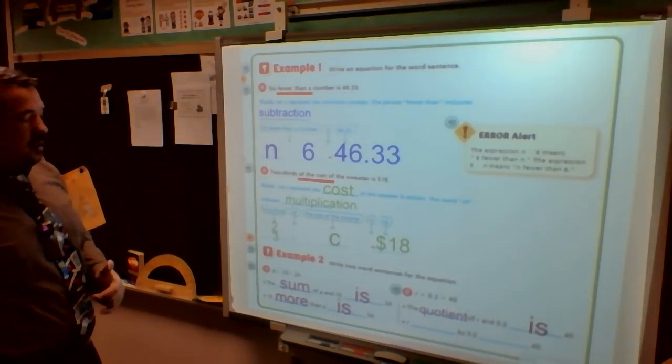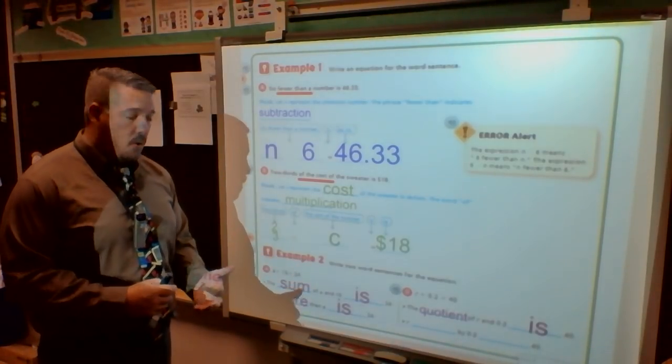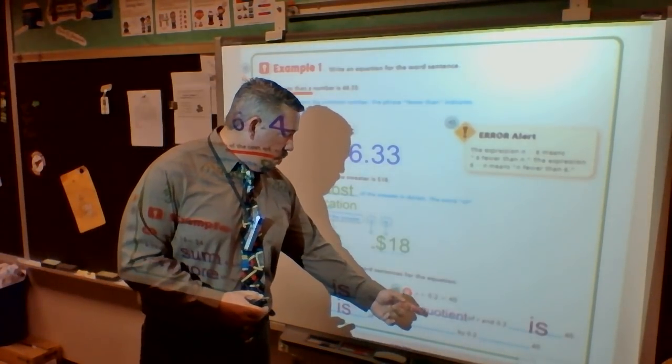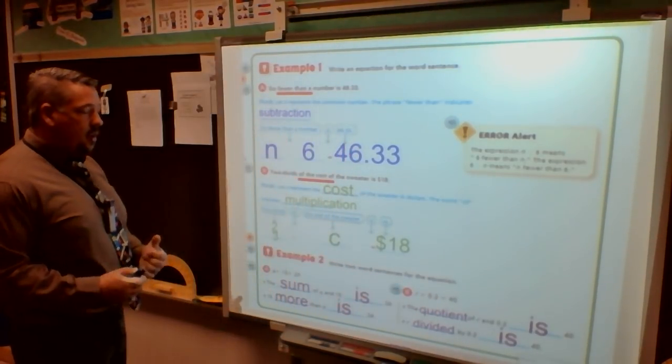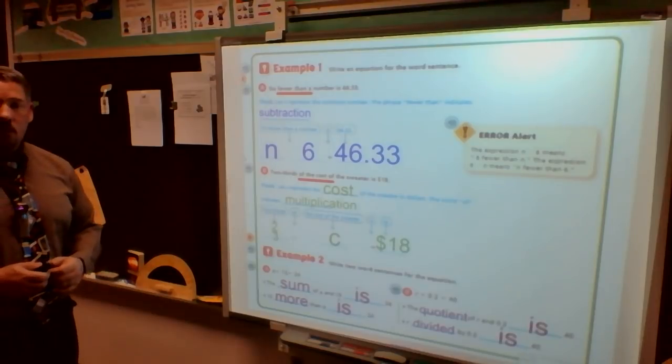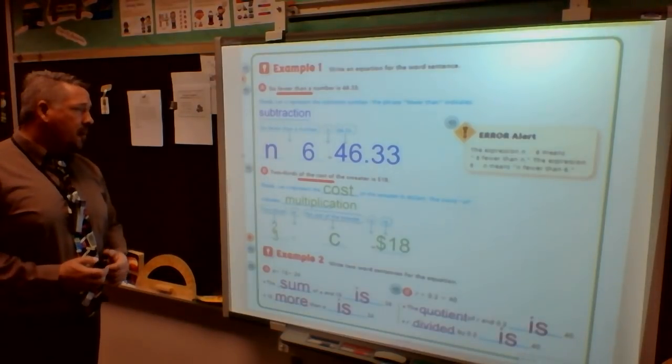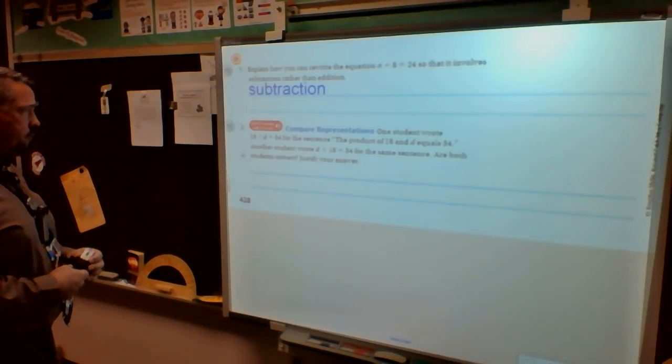Or I could just say what I'm doing mathematically to it. R divided by 2/10 is 40. That would work as well. So we're going to be doing that in our assignment.